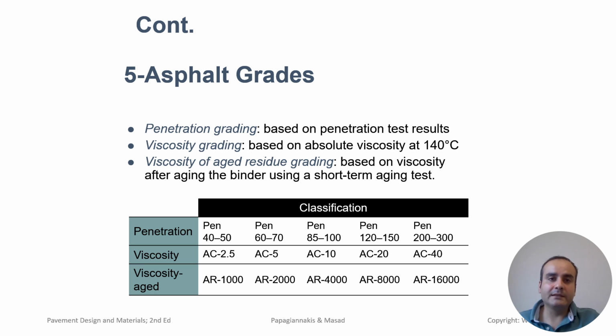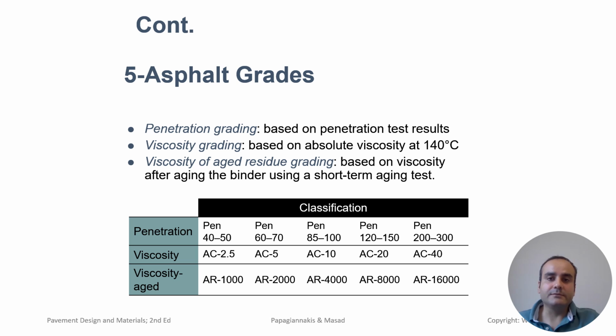On the other hand, viscosity grading classifies asphalt binders based on their flow characteristics at specific temperatures. The viscosity test measures how easily the binder flows when subjected to stress, providing a more consistent and reliable indication of how the binder will behave under high temperature conditions, especially during construction and in service.